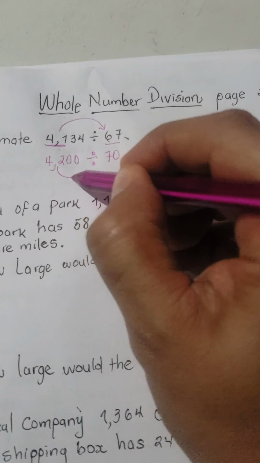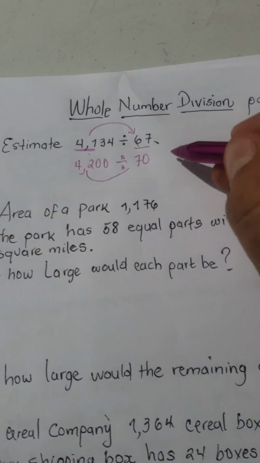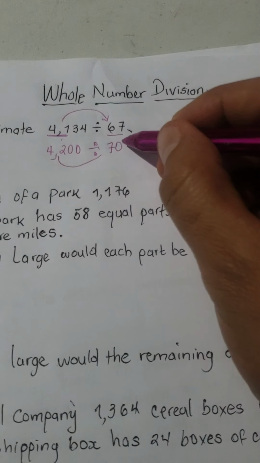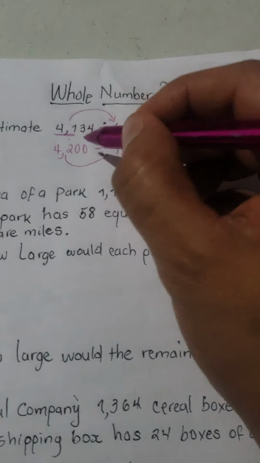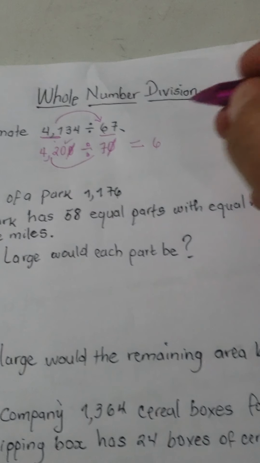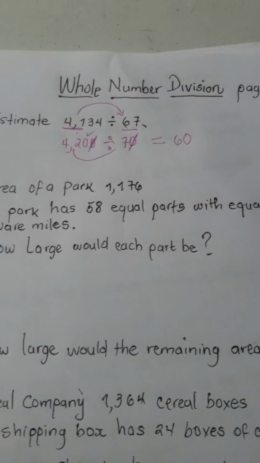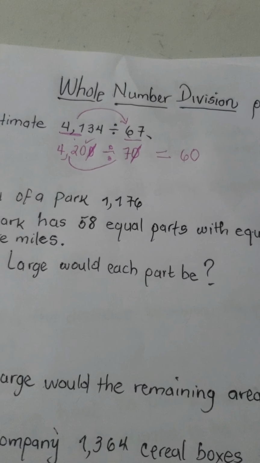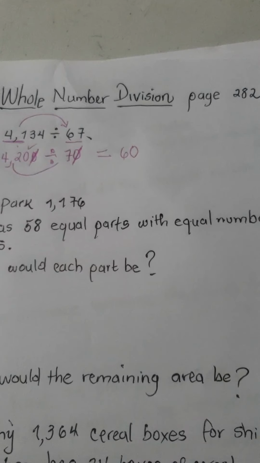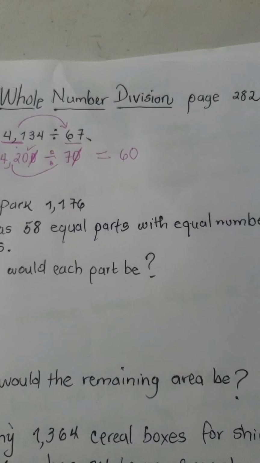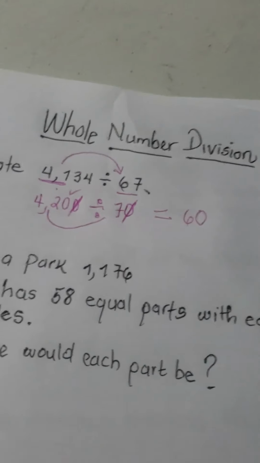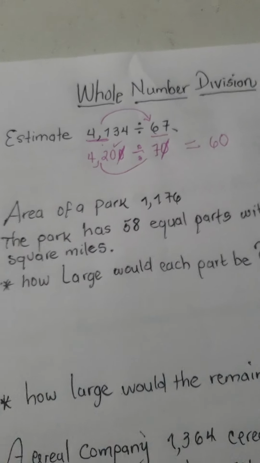If you divide 42 divided by 7, the answer is 6. Remember that if we have a 0, we cancel this 0, and we cancel this other 0, and we have a 0 left, which is added to the answer. So as you can see, the answer will be 60. So that is the way we estimate this exercise.